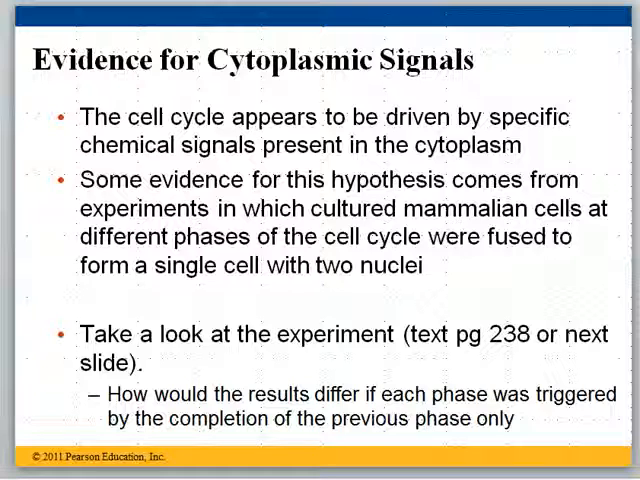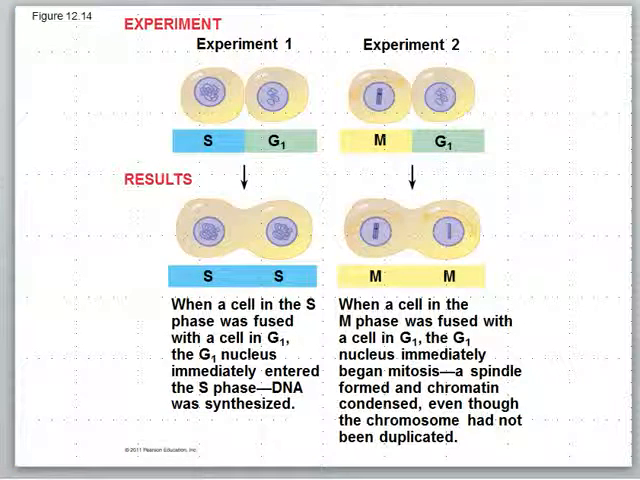And they fused two cells together. The cells that they fused together were at two different spots in the cycle. And then they tried to figure out what exactly would occur when they took these two cells that were at two different phases and put them together. So if you look on page 238, or I'll show you on the next slide exactly what occurred. And then we'll come back to this question that's at the bottom. So let's take a look.